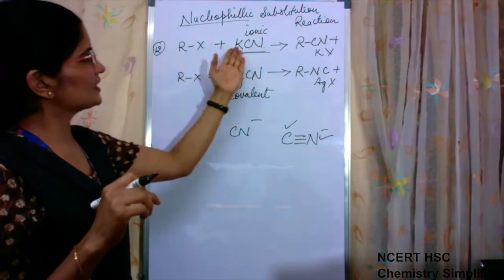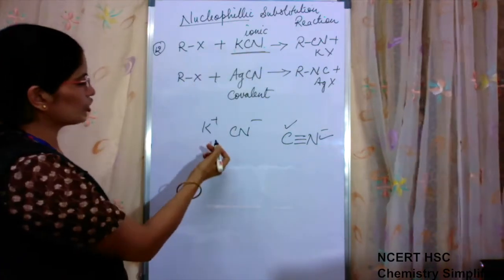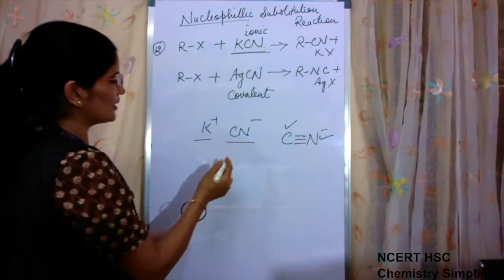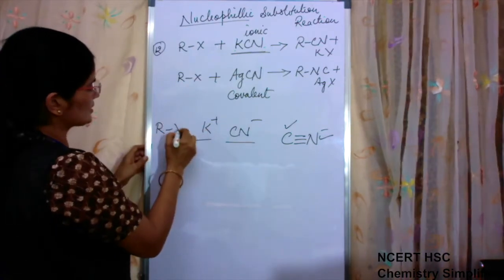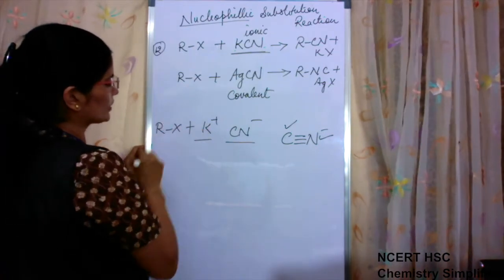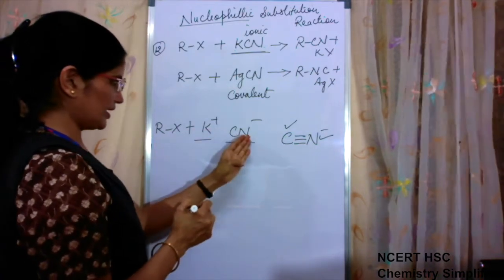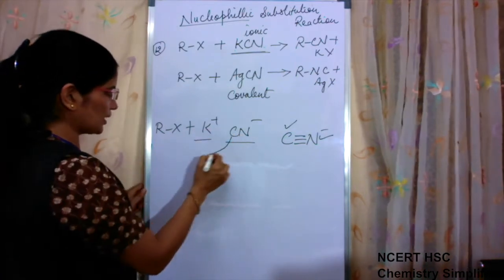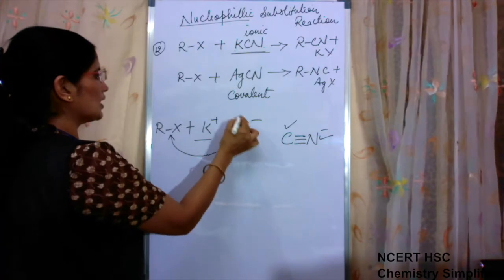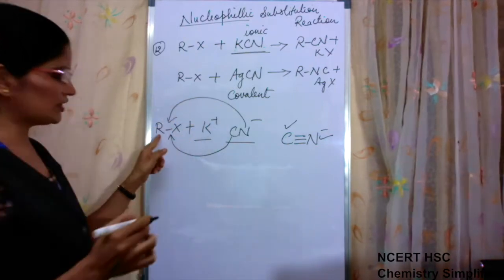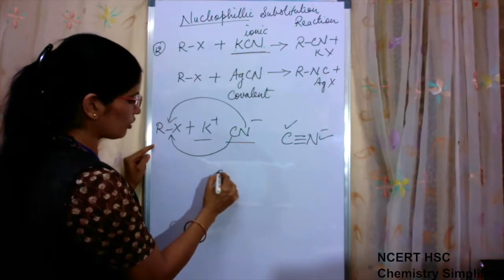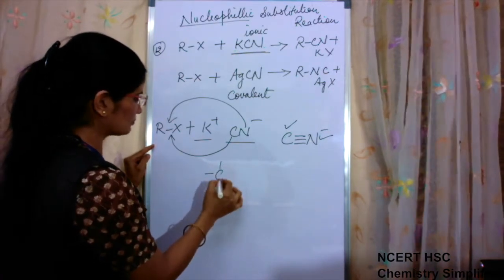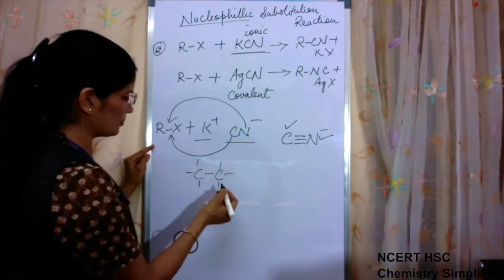Now when RX and KCN are reacting, what will happen at that time? Because KCN is ionic, it will ionize to give K positive, CN negative, and RX is available to react with them. So now cyanide has both options, either to connect with C or connect with N with R. But this R group is actually what? Alkyl chain, maybe 1 carbon, 2 carbon.